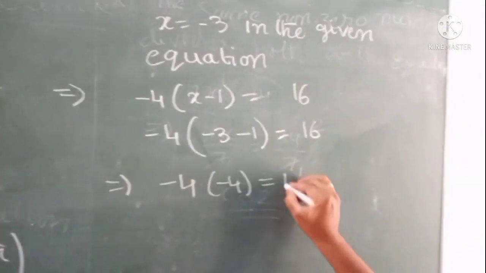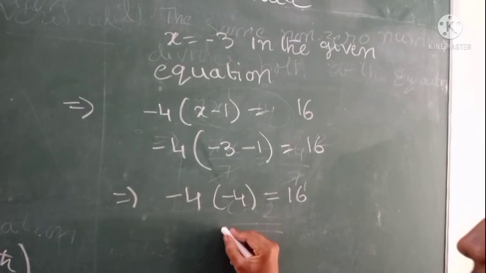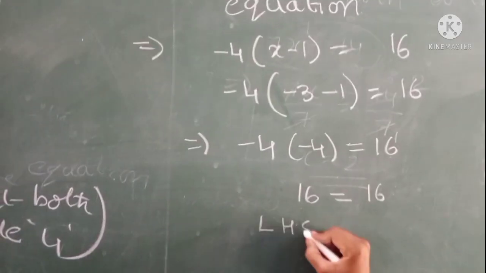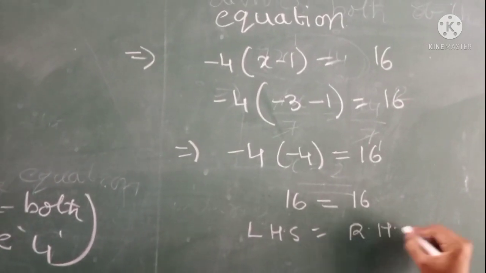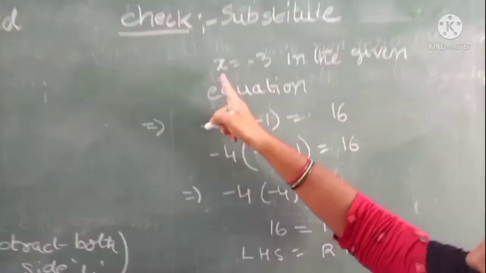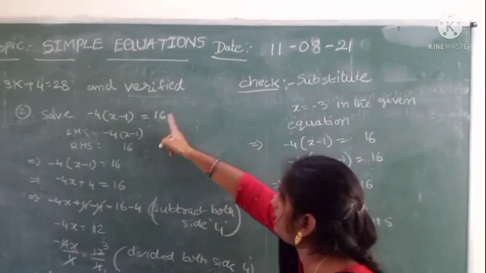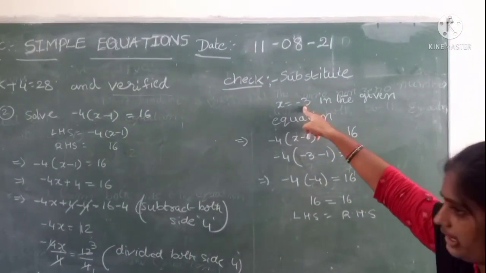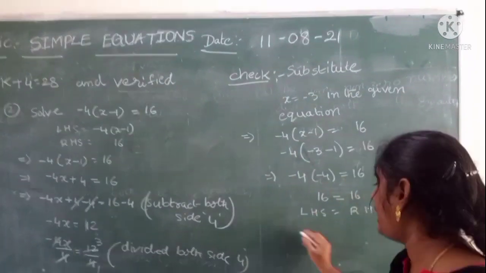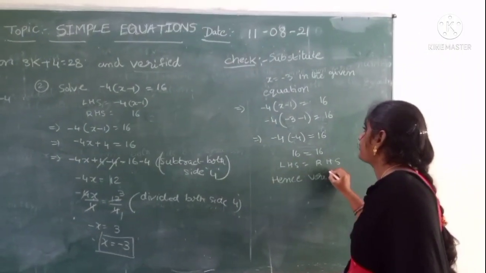We have already learned in 6th class, minus into minus is plus. 4 fours are 16. 16 equals 16. So the LHS part is equal to the RHS part. LHS and RHS are equal. So x equal to minus 3 is the solution of the given simple equation. Hence, verified.